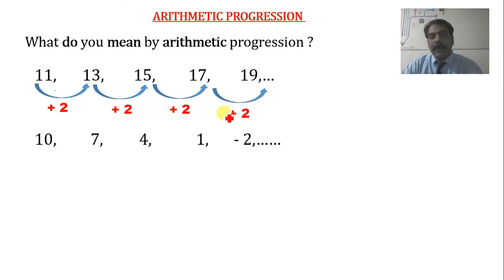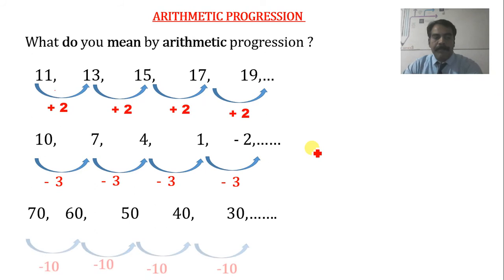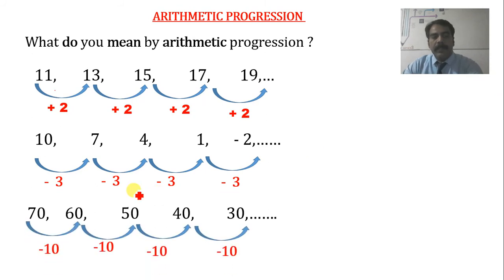Let us see this example. Can you identify the pattern in them? That's correct. They have a common difference of -3. If we subtract, 10 minus 3 becomes 7, 7 minus 3 becomes 4, 4 minus 3 becomes 1, and 1 minus 3 becomes -2, and so on. Let us see one more example. Can you identify the pattern in them? That's very good. The common difference between successive numbers is -10.